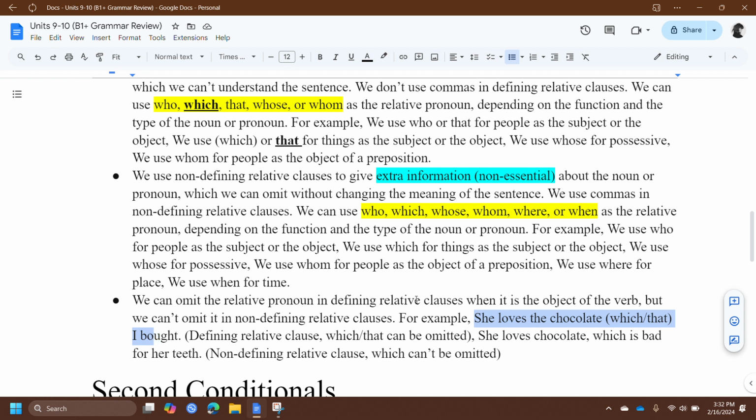But since it's a defining relative clause and chocolate is not the subject of the defining relative clause, it's just going to be the object, we can remove the relative pronoun that is used to introduce it, that is used to refer back to it. So that or which can be very easily omitted, can be very easily deleted from the sentence, and the meaning still will be correct.